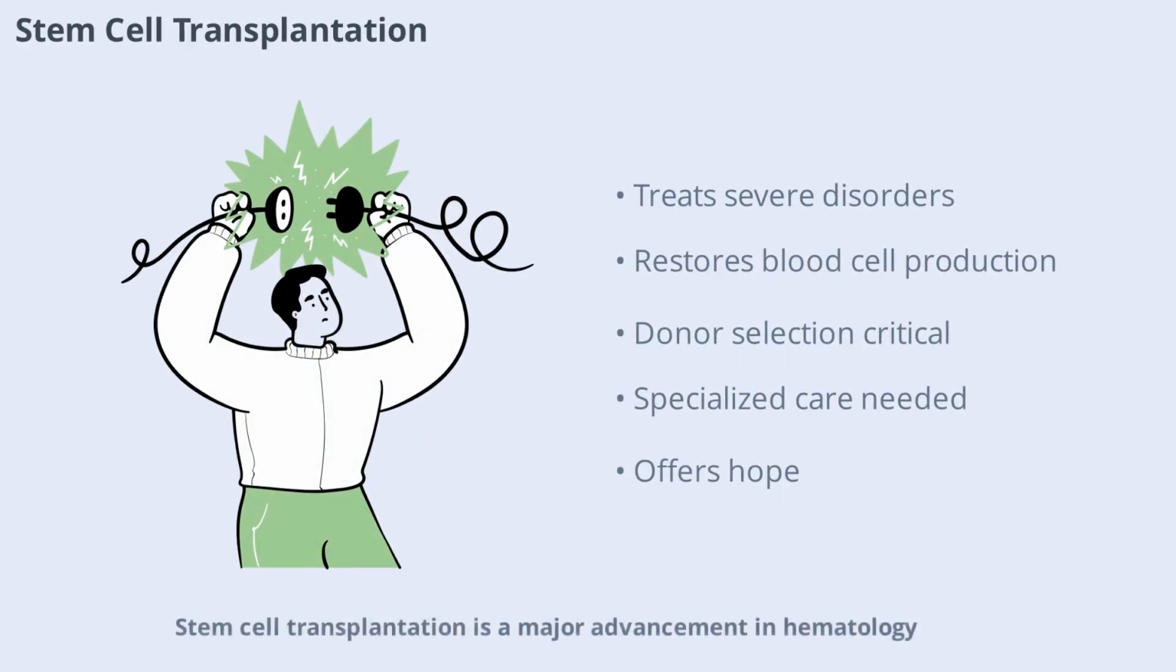Stem cell transplantation is a major advancement in hematology, used to treat disorders like leukemia, lymphoma, and aplastic anemia. It involves replacing diseased bone marrow with healthy stem cells, restoring normal blood cell production. Hematology carefully selects donors and manages the transplantation process to ensure success. This treatment offers hope for patients with severe blood disorders, but requires specialized care and monitoring.